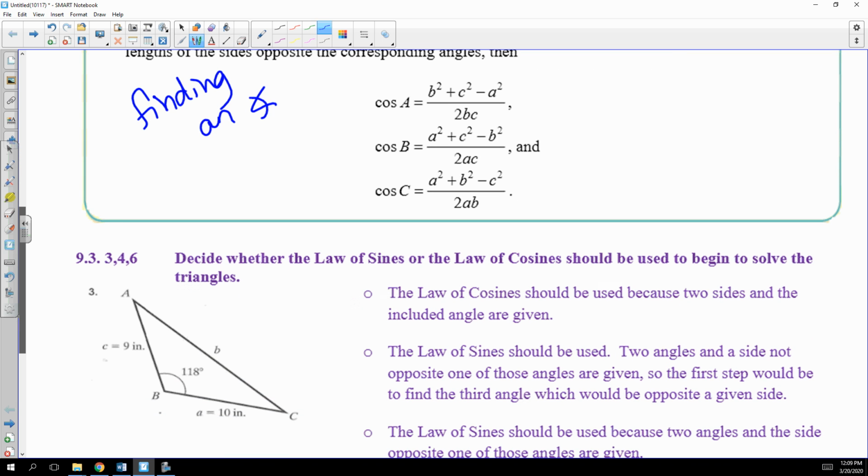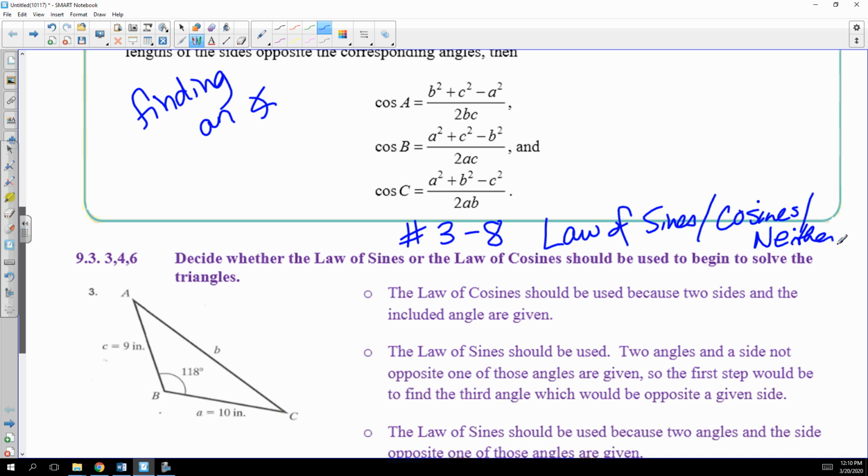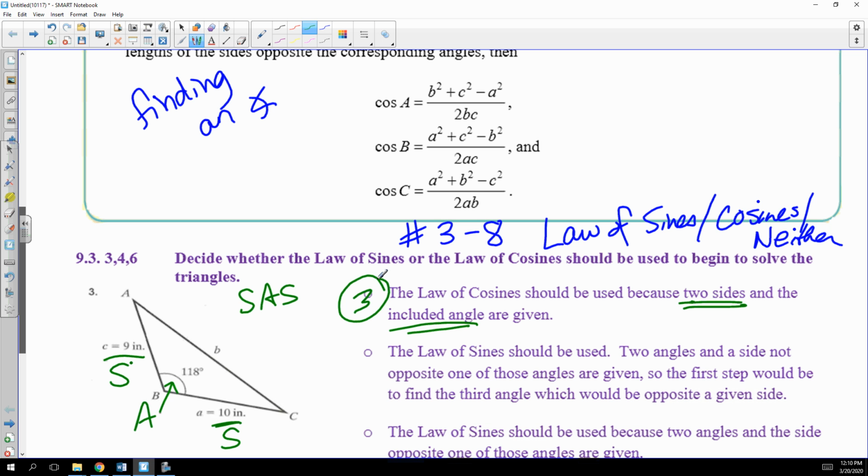The first set of questions, numbers 3 through 8, asks: should you use law of sines or law of cosines or neither? Pay particular attention to the information that you have. In this first problem, you have a side length known, an angle known, and another side length known. Notice that the angle is in between the two sides. This is definitely law of cosines, because you have two sides and the included angle. So this would be the one that I would mark for number 3.